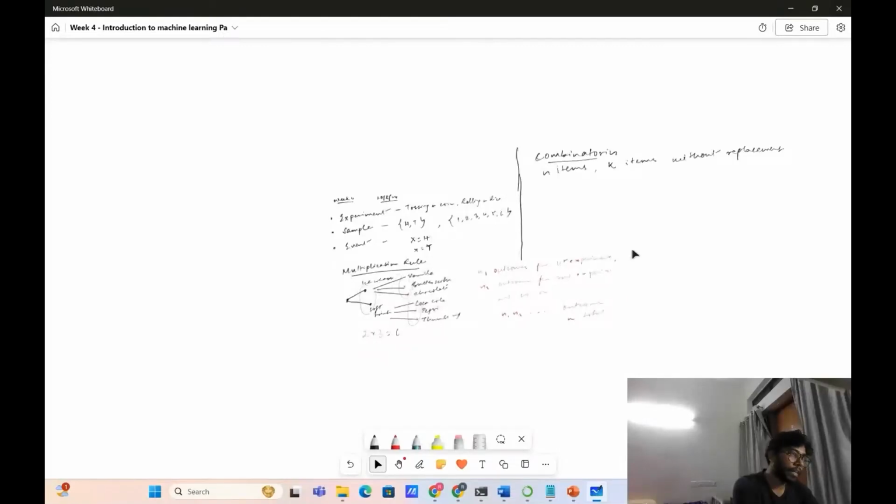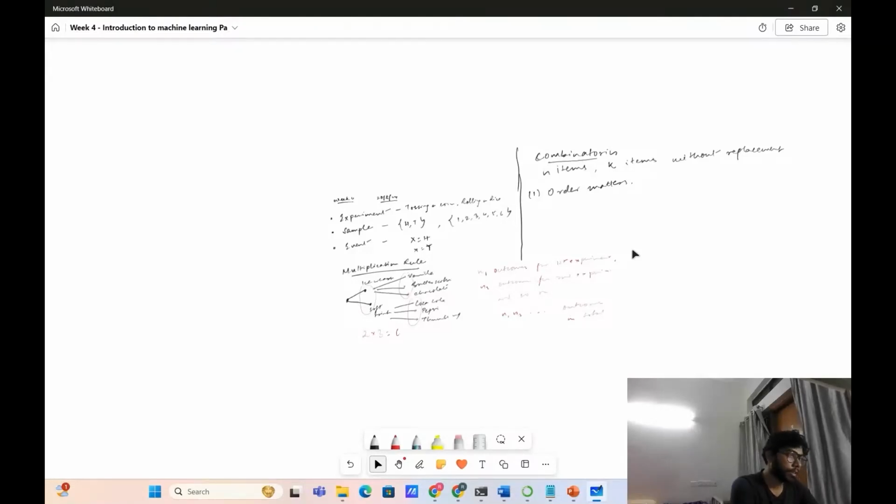So you want to choose k items from the n items without replacement, right? The first part is where order matters. Okay, let's consider this first. I think I misspoke earlier when I said identical items. Let's consider distinct items for now. These are distinct items. Let's say if you have 10 balls, they will be numbered like 1, 2, 3, 4, 5, 6, 7, 8, and so on.